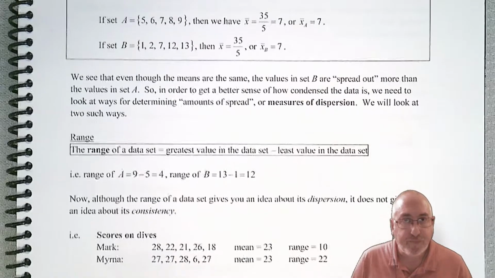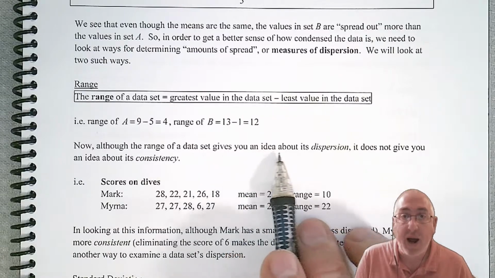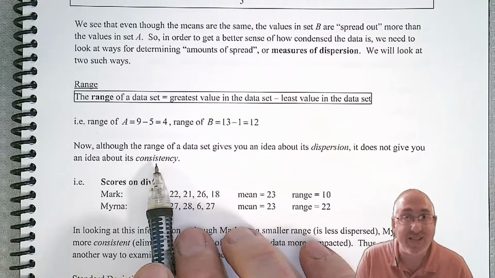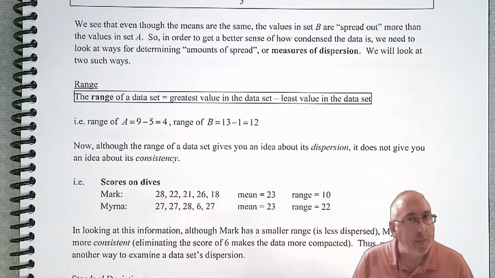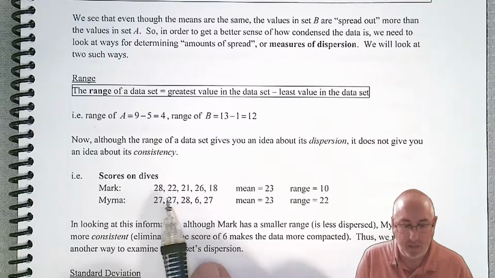Now, although the range of a data set gives you an idea about its dispersion, it does not give you an idea about its consistency. So what do I mean by that? Well, let's take a look at an example.